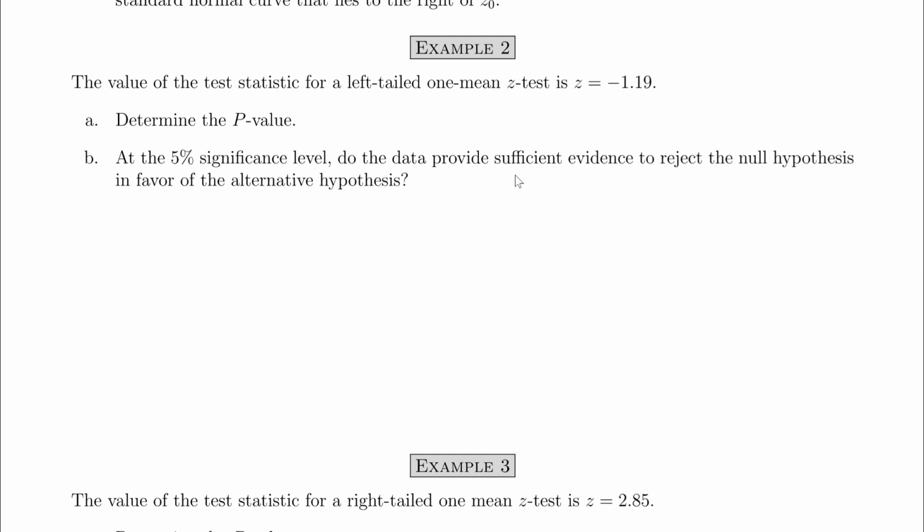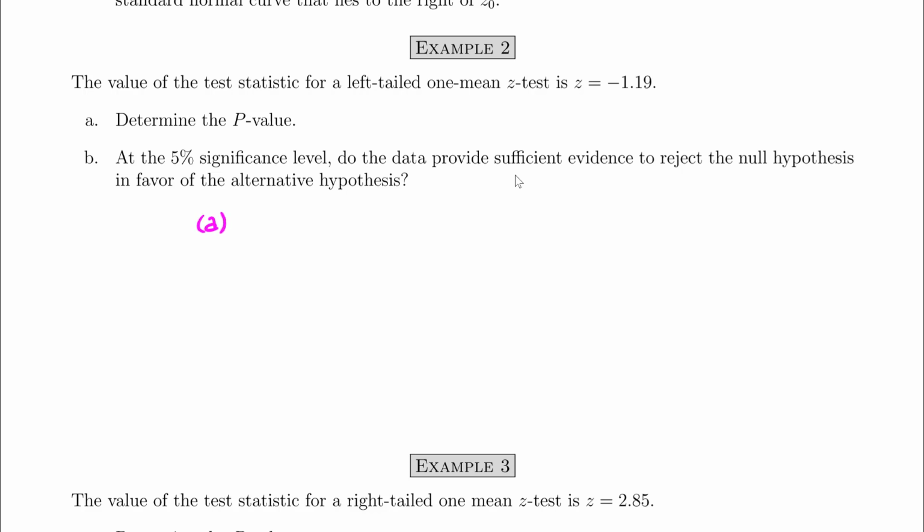In example 2, we have that the value of the test statistic for a left-tailed one mean z test is z equal to negative 1.19. Part A says determine the p-value. Well, because the test is left-tailed, the p-value is the probability of observing a value of z of negative 1.19 or less, if the null hypothesis is true. That probability equals the area under the standard normal curve to the left of negative 1.19. So that's where we find our p-value.